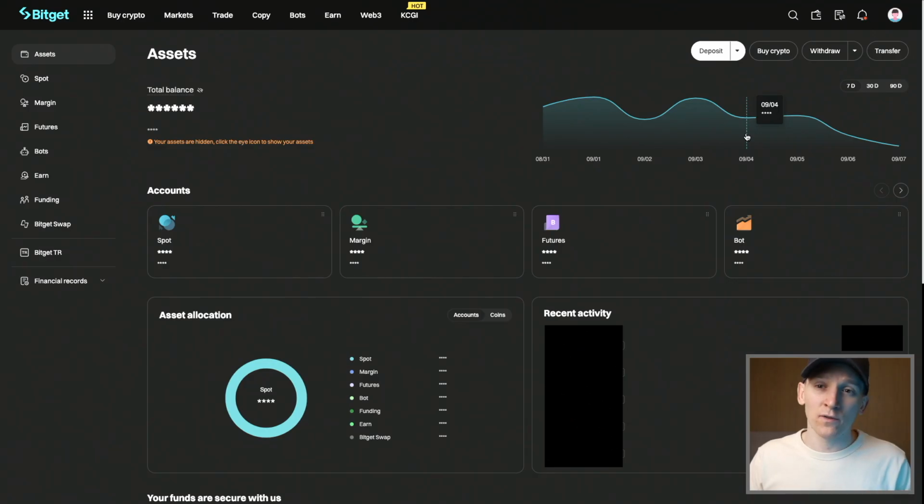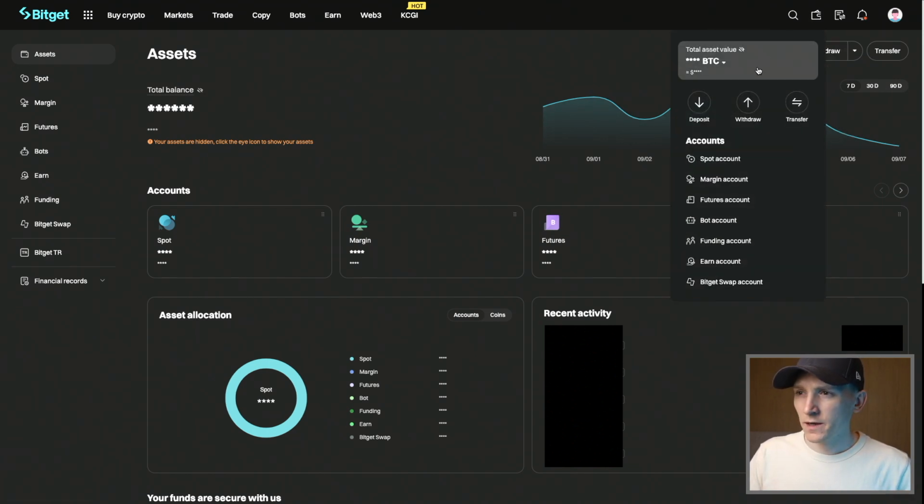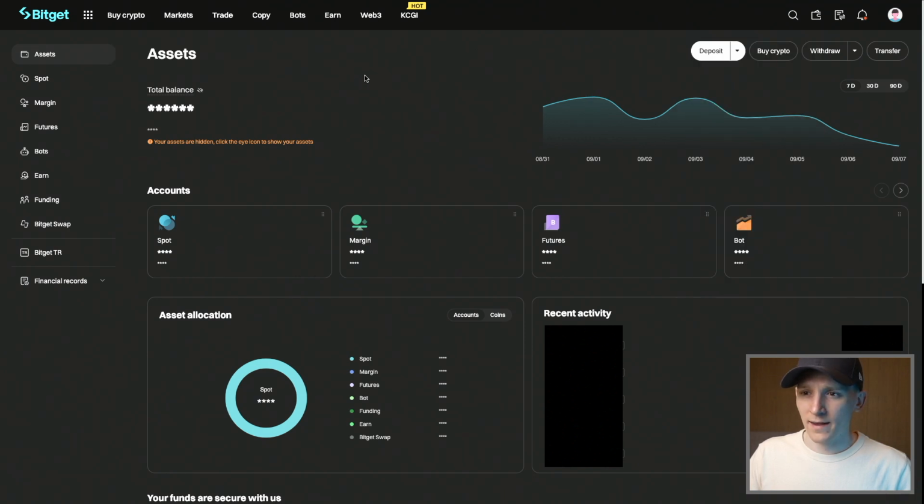Before trading, we'll see a quick overview of the assets page. This is where all of your crypto and fiat currencies will be shown to you. So you can come to the wallet option here. Just click this box right here. This is your total assets. And then we can see our assets.